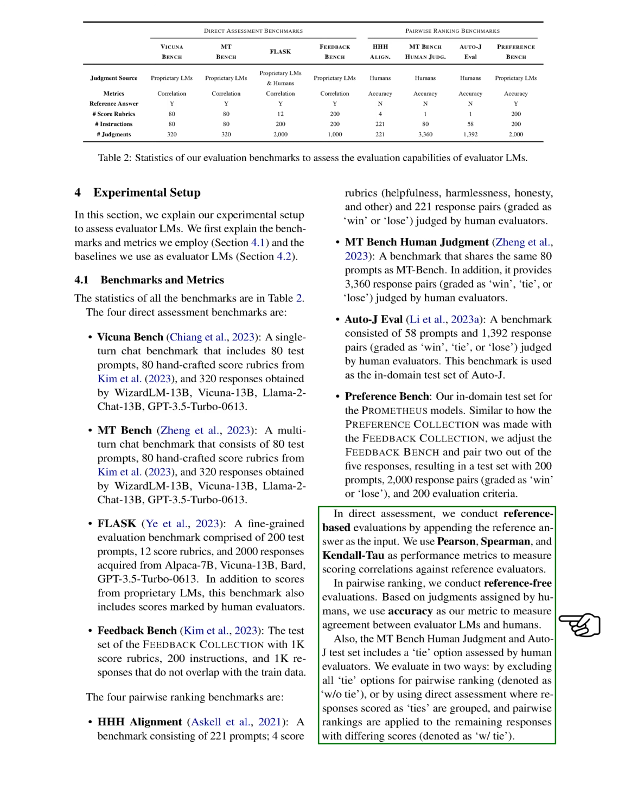In our evaluations, we use metrics like Pearson, Spearman, and Kendall-Tau for direct assessment to measure scoring correlations against reference evaluators. For pairwise ranking, we use accuracy to measure agreement between evaluator LMs and humans. We also handle cases where responses are scored as ties by either excluding them for pairwise ranking evaluations or grouping them for direct assessment.